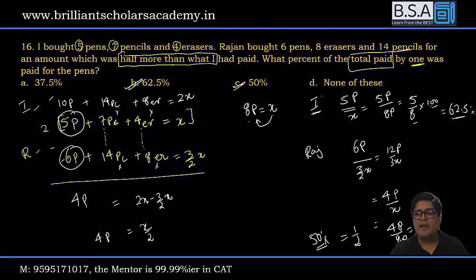What will you mark here? What percent of total money paid, total paid by one, was used for pens? Would you go with the answer option 62.5? Would you go with the answer 50%? What answer would you mark?